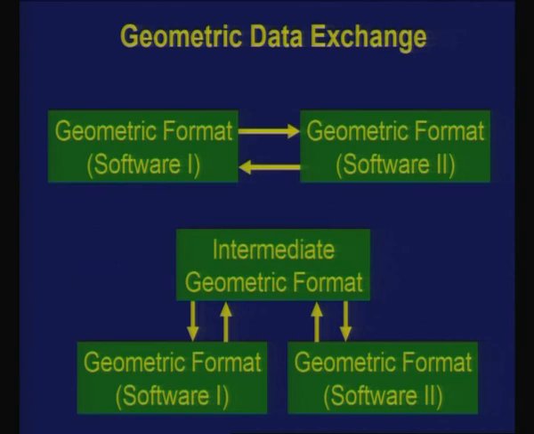I think we have seen this slide earlier. This is a custom translation from software 1 to software 2. I have two translators, and no intermediate format comes into the picture, whereas here I do not have a direct translation from software 1 to software 2; I have to go through an intermediate format. This intermediate format can be an international standard or national standard, or it can be a neutral format which is given by the package. So these are, you can say, three options: one represented by the first figure, and two options represented by the second figure, which are available for geometric data exchange.